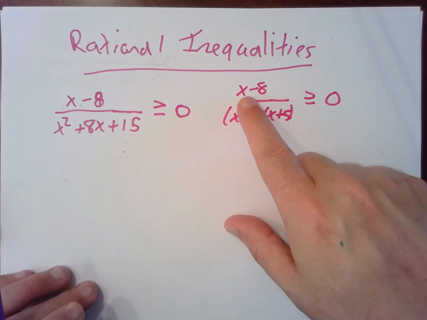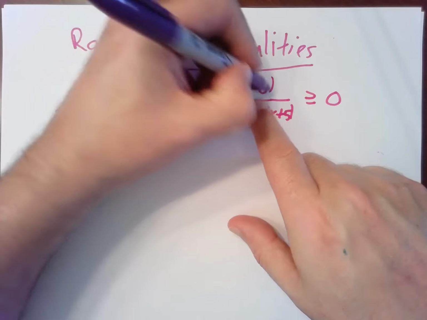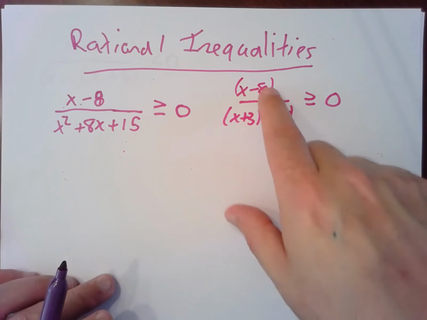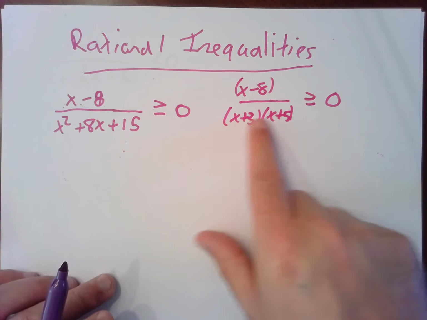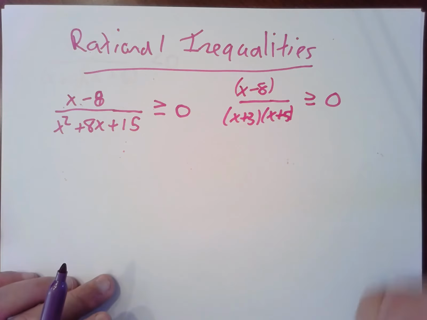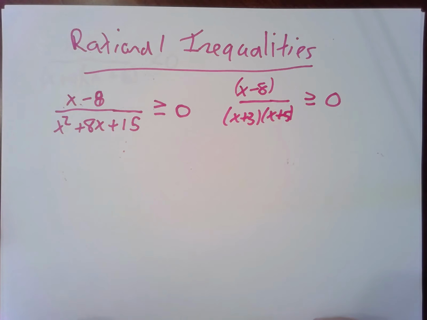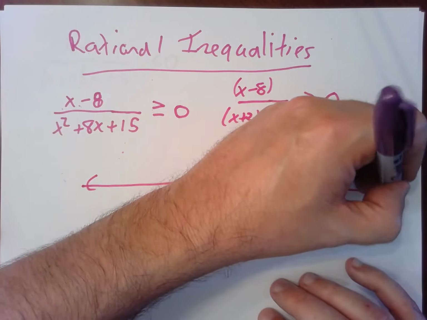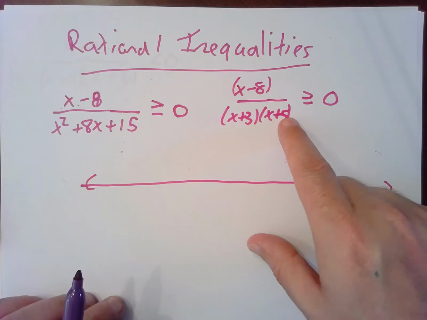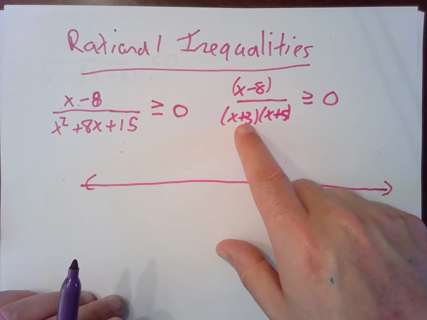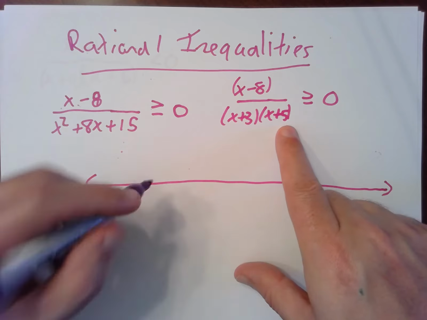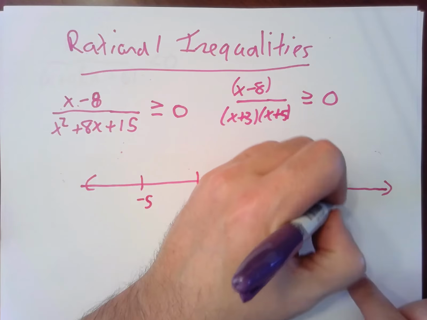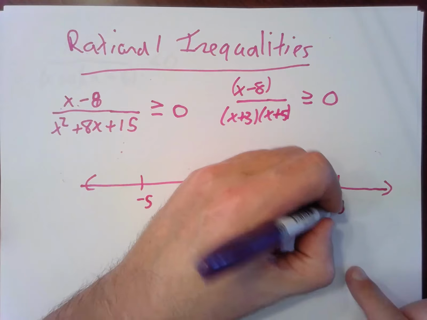Okay, so my factors I'm dealing with here are x minus 8, x plus 3, and x plus 5. Anything that makes any of these 0 is a place, an x value, where this whole fraction could possibly change signs, where it could switch from negative to positive, or vice versa. So any number that makes either the top or bottom 0, any of the roots of my factors, goes on my sign chart. So let's do the smallest to largest, negative 5, negative 3, and 8.